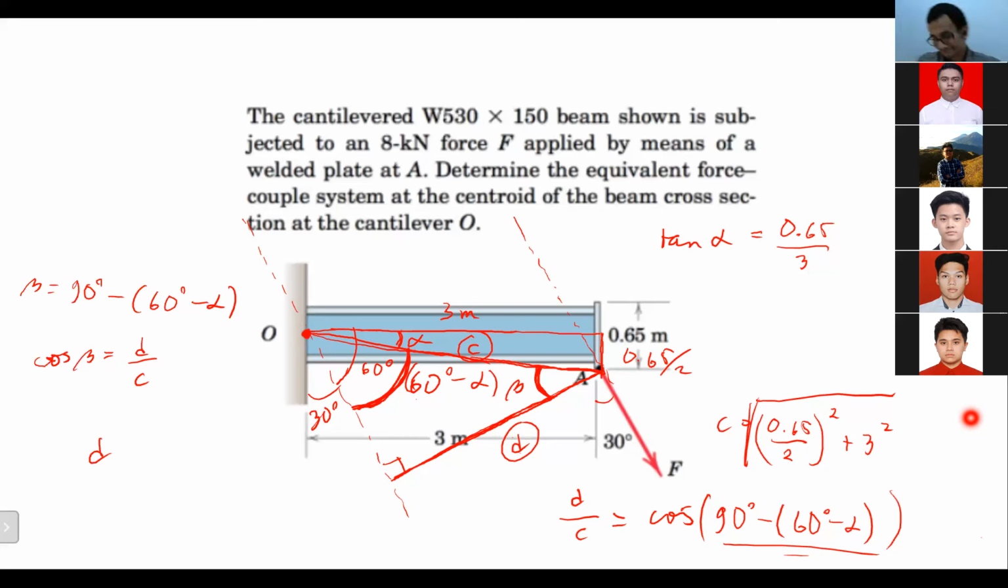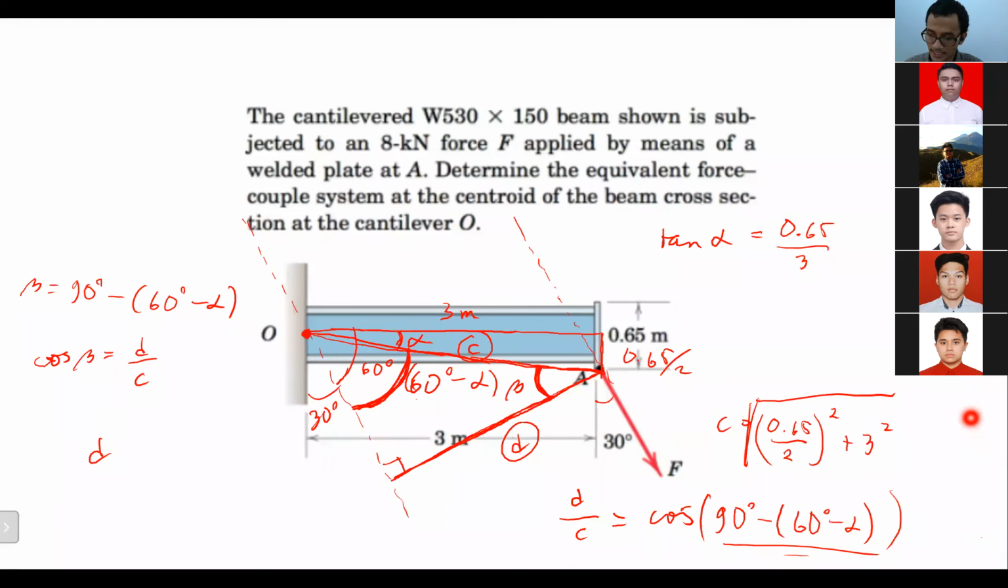You get it, guys? The calculation is a little bit complicated, but actually it's not that complicated. This is just geometry. Matthew, you understand, Matthew? I think so, sir. Okay, good.